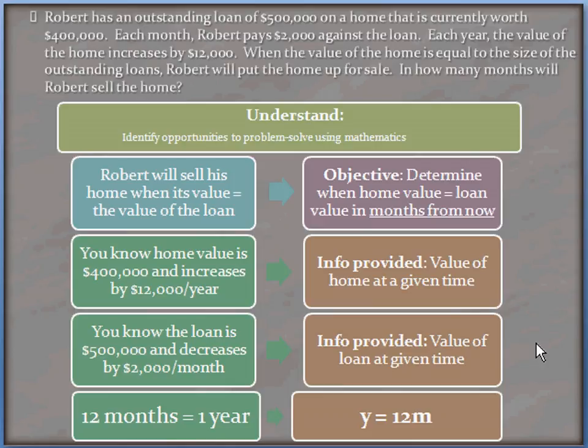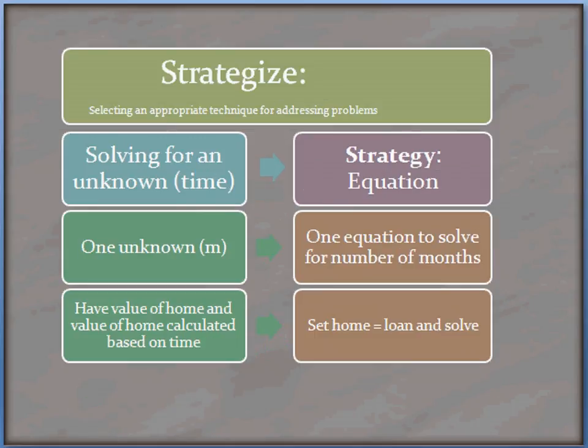Notice that the units of these two values are not the same. We know how the value of the home increases in terms of years, and we know how the value of the loan decreases as a function of the number of months. So we need to relate the two. We also want to write down for ourselves that we can relate these two. We know that there are 12 months in 1 year, or in algebraic terms, y is equal to 12m. 1 year is equal to 12 months.